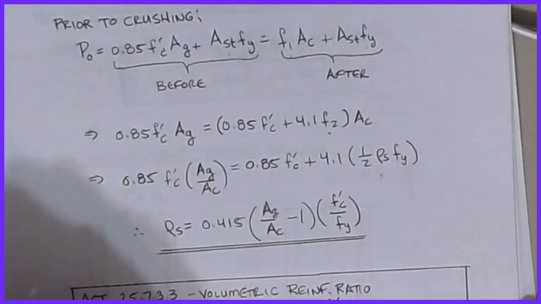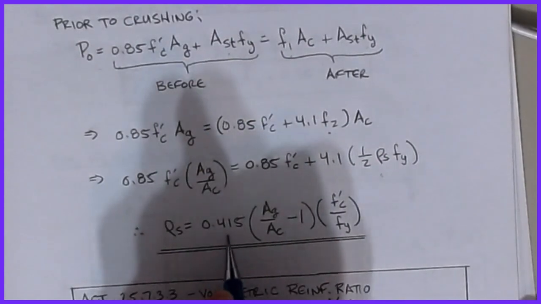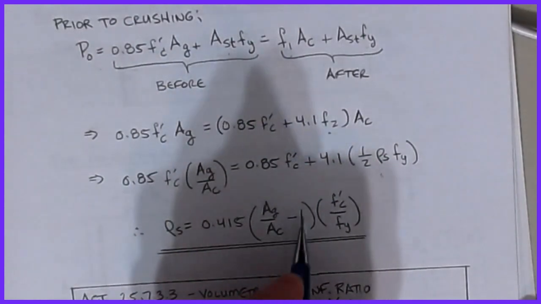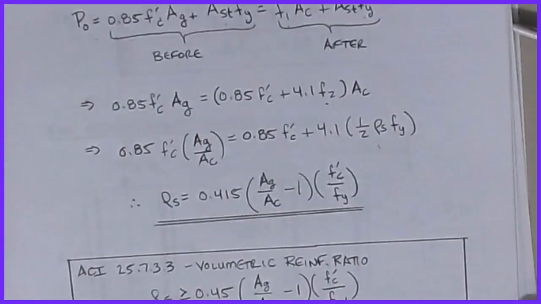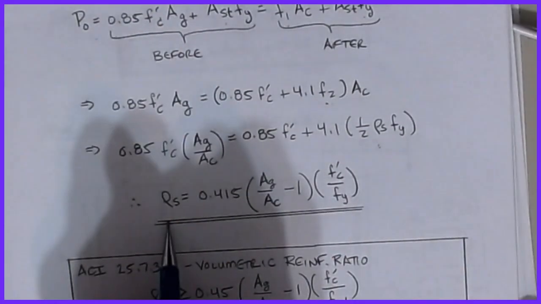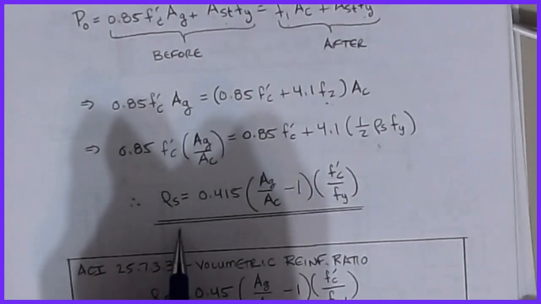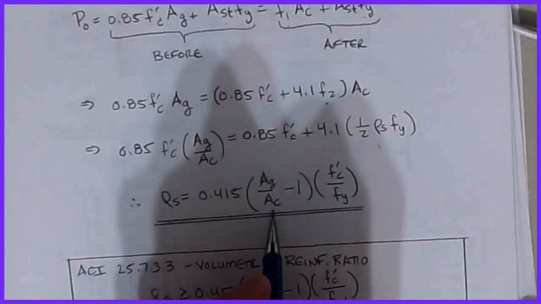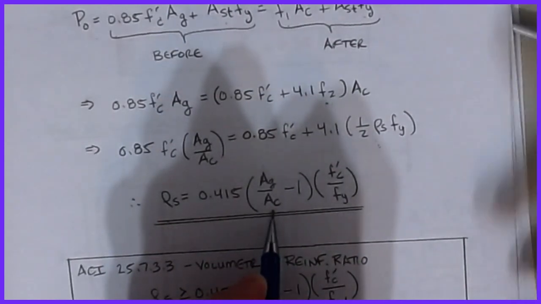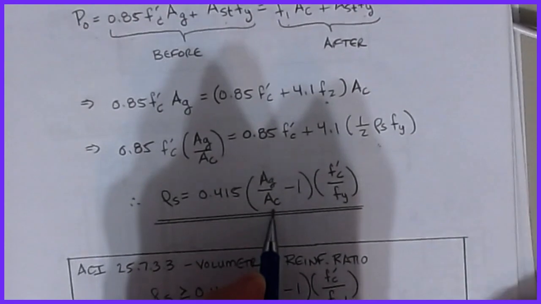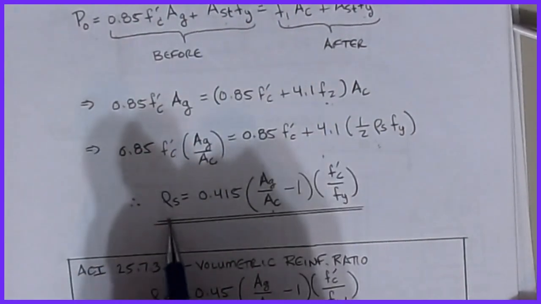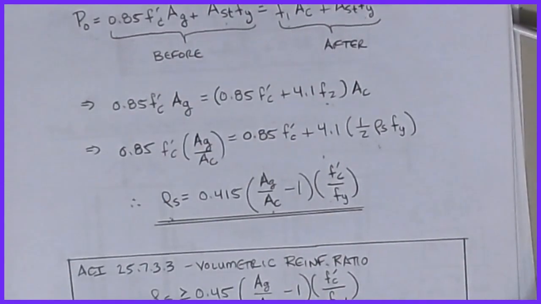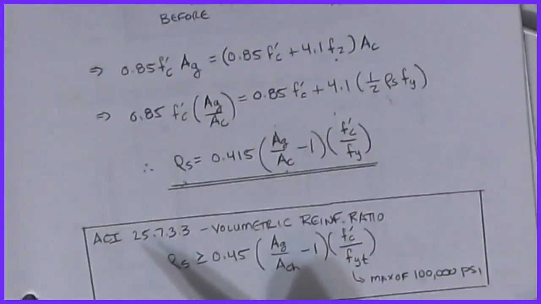And when I do it, I get the equation 0.415 AG over AC minus 1 multiplied by F prime C over Fy. It becomes the equation. And so to be able to get my capacity on this thing, I can figure out what my reinforcement ratio needs to be by taking the gross area, the core area, which was the diameter of the core, or how wide around your spiral is going to be in your diameter, concrete strength and steel strength, and I've got the rho S that's needed to be able to develop that. And so that's why we start to define this.